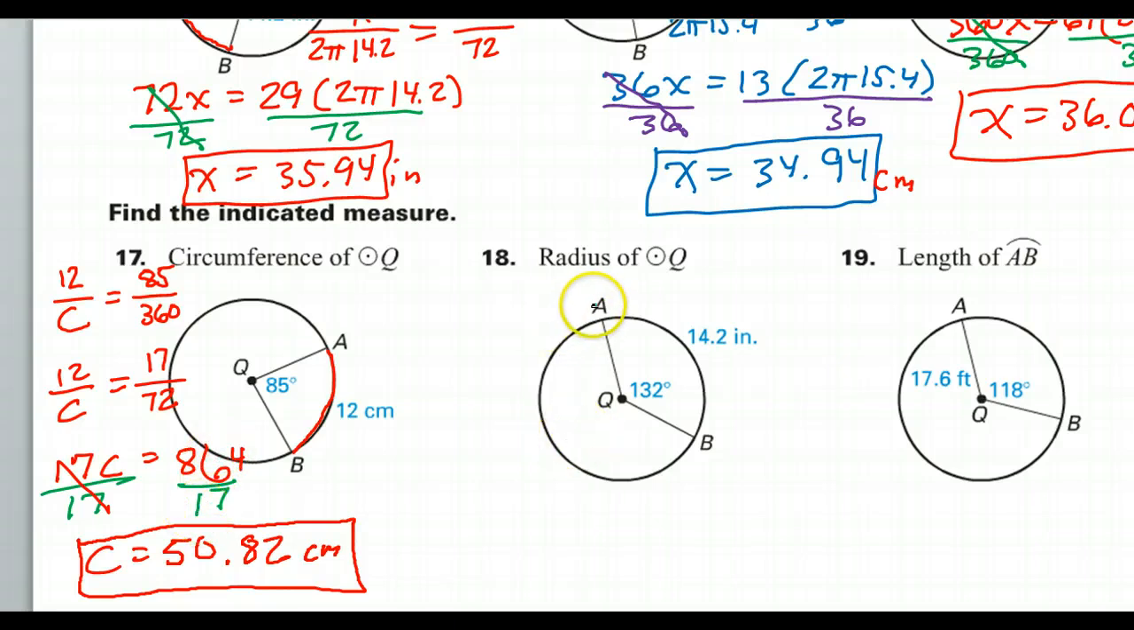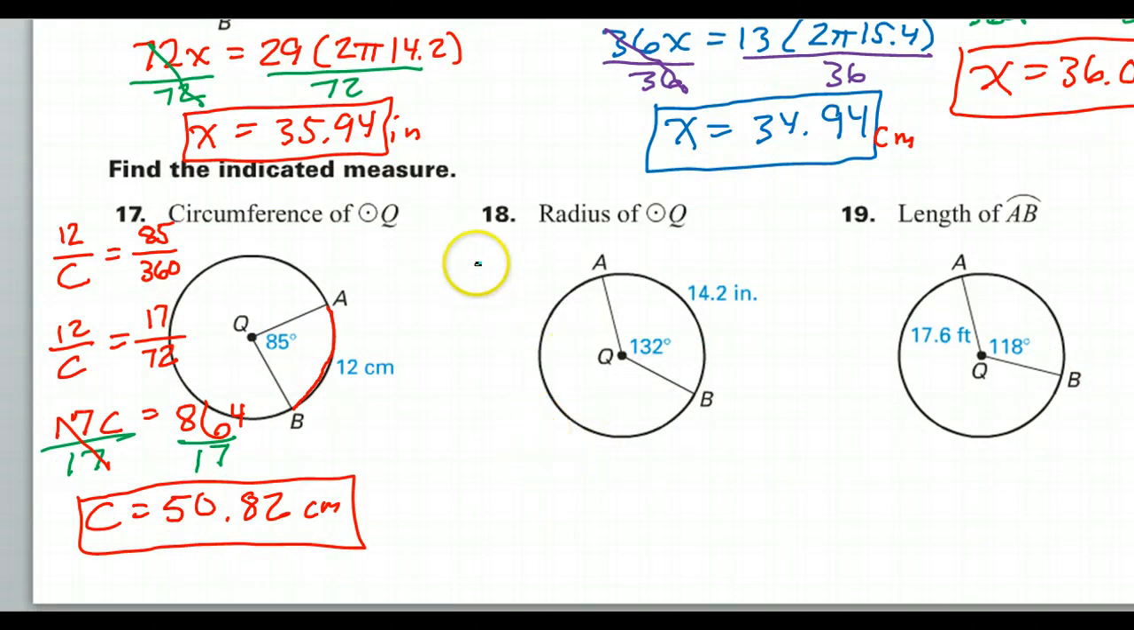On this one we're supposed to find the radius, but they did not give us the circumference. So basically we're going to have to find the circumference like we did before. Here's one way you could do it. We're going to do part over whole equals part over whole once again. I just want to make sure I have lots of space. On the one hand, we're going to have degrees, so I'm going to have 132 over 360, part over whole. On the other hand, I'm going to have part over whole length. The partial length, they gave it to me: the arc length is 14.2.